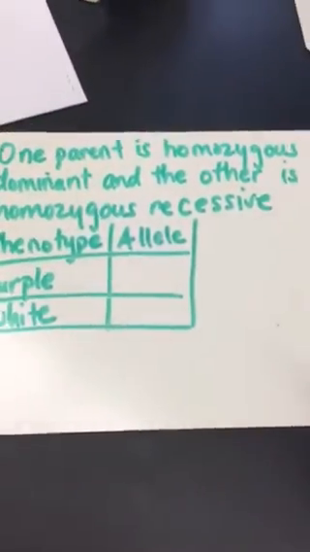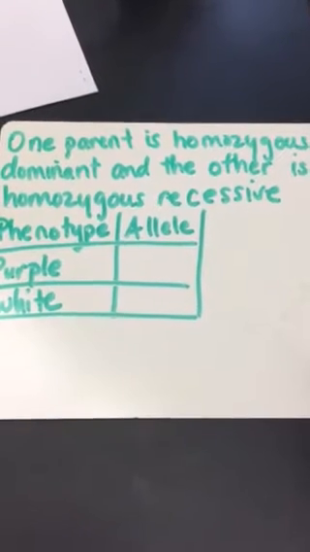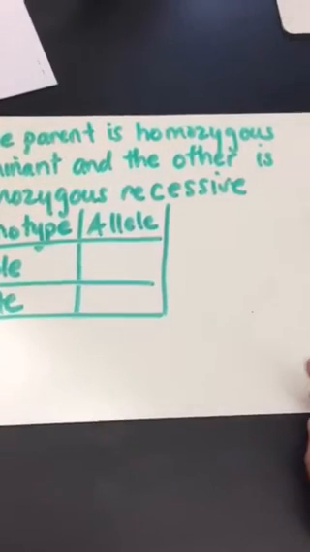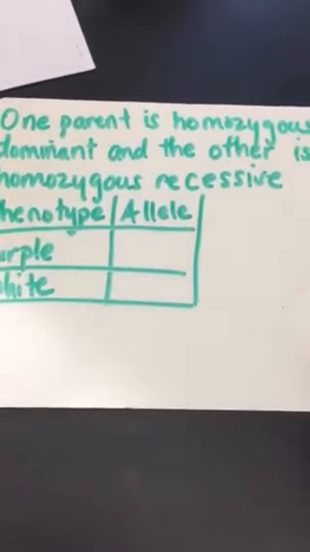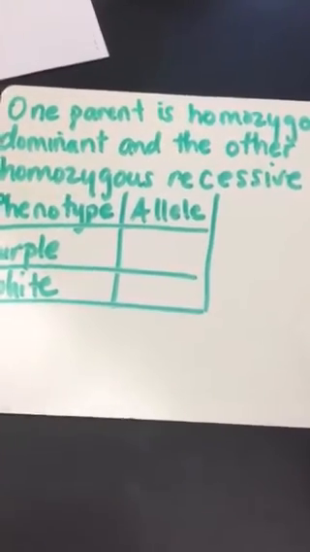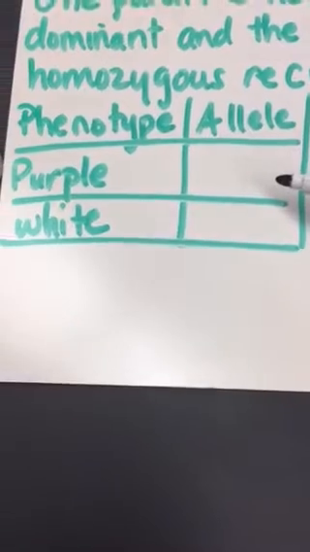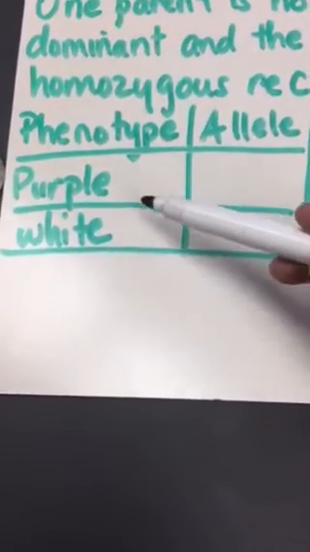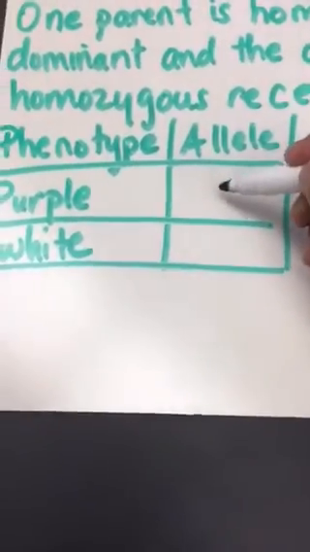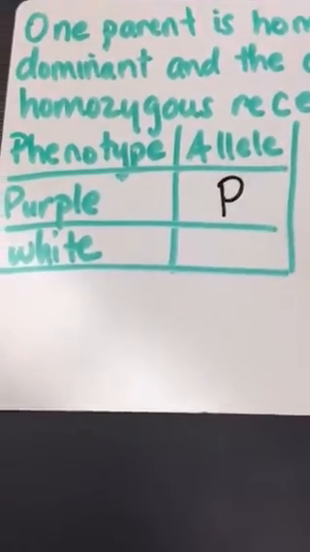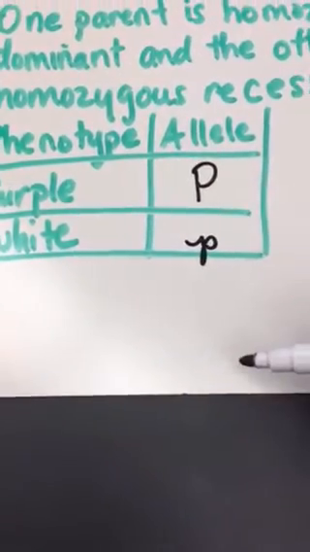Okay, so here we have one parent that is homozygous dominant for purple, and the other one is homozygous recessive for white. So what do we say? The first thing we need to do is figure out the alleles. We already did that from last time. Purple is dominant to white, so purple will be represented with the allele of capital P. White is recessive, so it's the lowercase p.